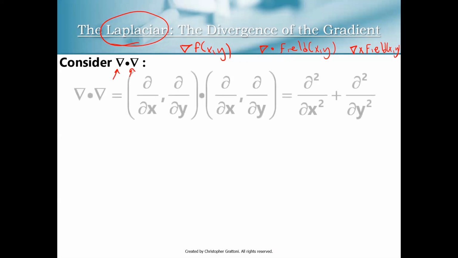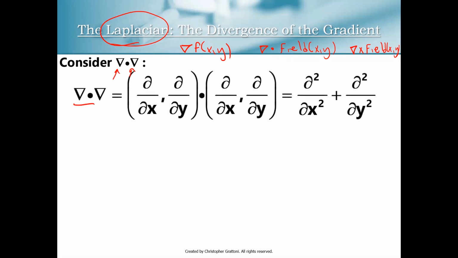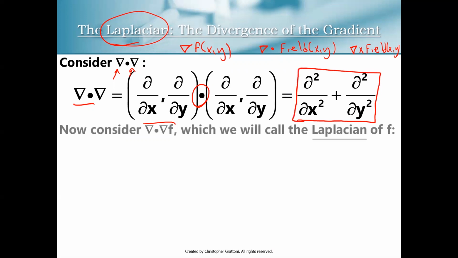So let's try it. So del dot del is going to equal the dot product of d/dx comma d/dy with itself. And this is very reminiscent of the notation that we saw for the second derivative here. You guys know how to take a dot product. So this is going to be d squared over dx squared plus d squared over dy squared, and we call this the Laplacian. Now, on its own, it's not very interesting. It becomes more interesting when we apply it to a function.